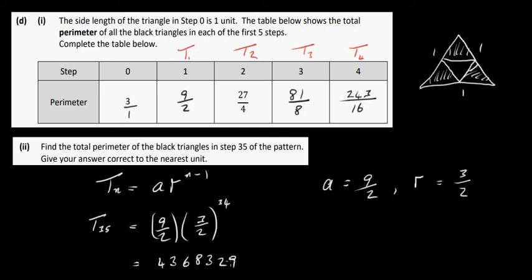Now you can see that's quite a big number. We started with a perimeter of 3, then 4.5, and so on, and it got bigger and bigger, and by the time we got to step number 35, the perimeter here is 4,368,329. So despite the fact that the area seems to be disappearing, the area reduces to 0, the perimeter seems to be just getting bigger and bigger, and if you go into infinity, in fact, the perimeter of the black triangles will go to infinity.